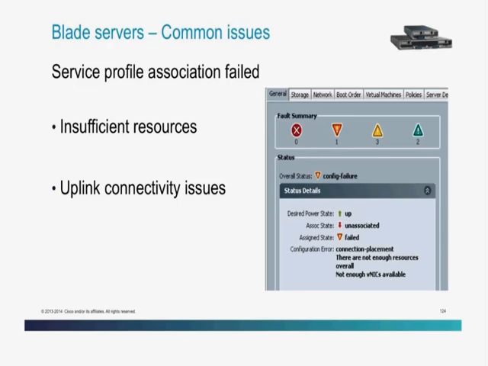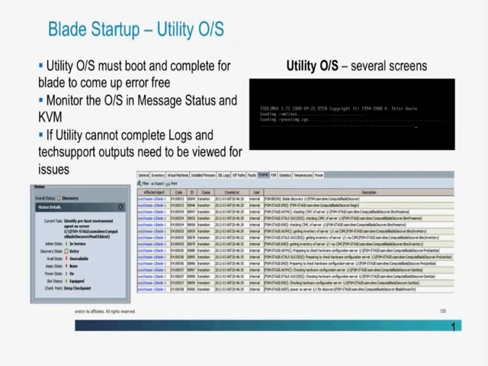Or if you're using Cisco VIC and you move the service profile to another blade which has some other network adapters, in that case, due to the mismatch, the blade does not have sufficient resources, then you can get a config failure. They could be faults due to uplink connectivity issues as well.